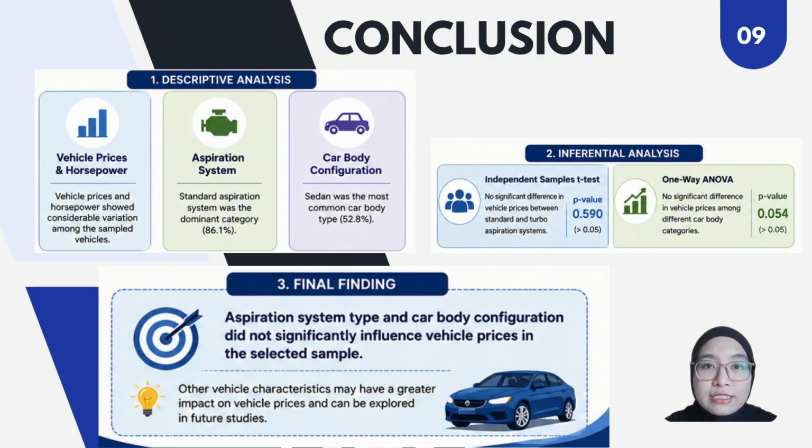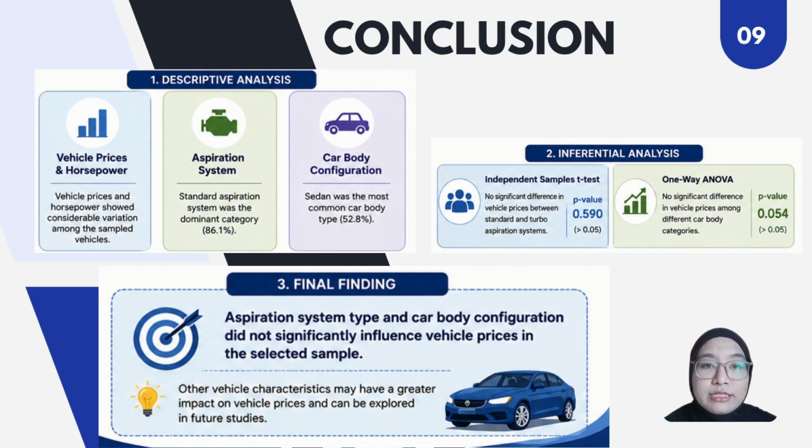Based on the descriptive analysis, vehicle prices and horsepower showed considerable variation among the sample vehicles. The majority of vehicles used the standard aspiration system, while sedan was identified as the most common car body category. For the inferential analysis, the independent sample t-test showed that there was no significant difference in vehicle prices between vehicles with standard aspiration system and those with turbocharged aspiration system. Similarly, the one-way ANOVA showed that there was no significant difference in vehicle prices among the different car body categories.